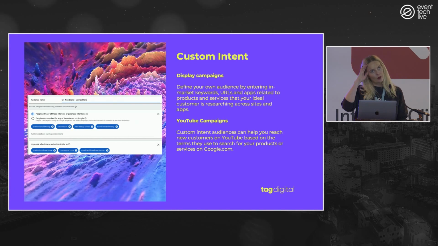Custom intent. One thing that clients often ask us to do is bid on our competitor's brand, so we show for their keywords. That's fine, and we understand why they want to do that, but it's not the most effective strategy.